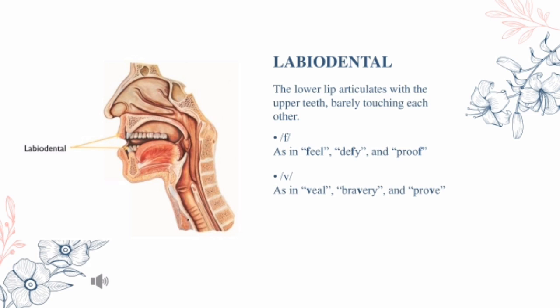Next place of articulation is labiodental. The lower lip articulates with the upper teeth, barely touching each other. For example, f, as in feel, defy, and prove; and v, as in van, bravery, and prove. These are the only 2 labiodental sounds in the English language.